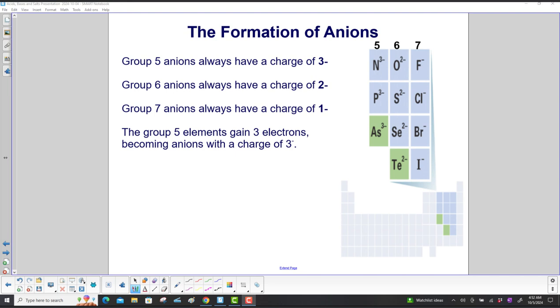Group 5 anions always have a charge of 3-. Group 6 anions always have a charge of 2-. And group 7 anions always have a charge of 1-. The group 5 elements gain 3 electrons, becoming anions with a charge of 3-. So here's our slice of the periodic table. Here's group 5 anions, and you can see the 3-, group 6, and then group 7.